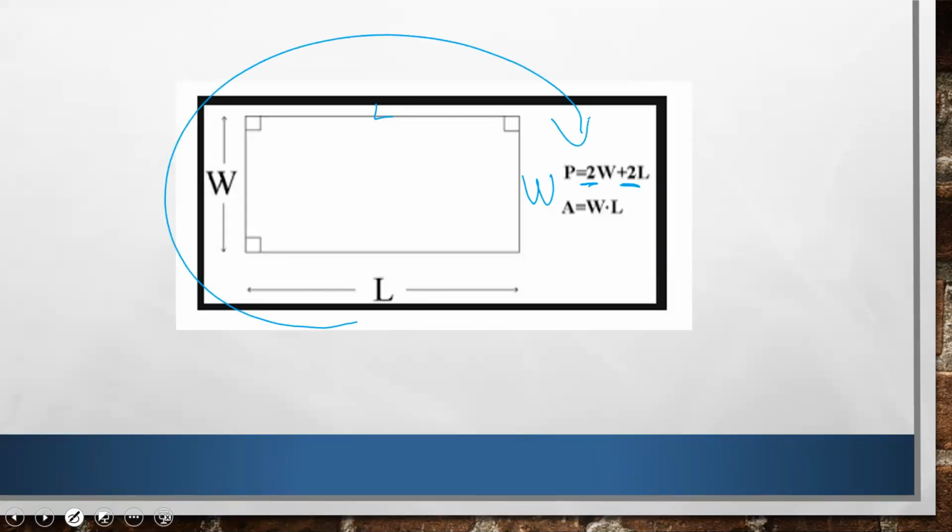around an object. For area, you're trying to find out how many square units are inside the object. Cubic units are for volume. So if you want to find out how many square units there are, the way you do that is you're going to multiply your width times your length.